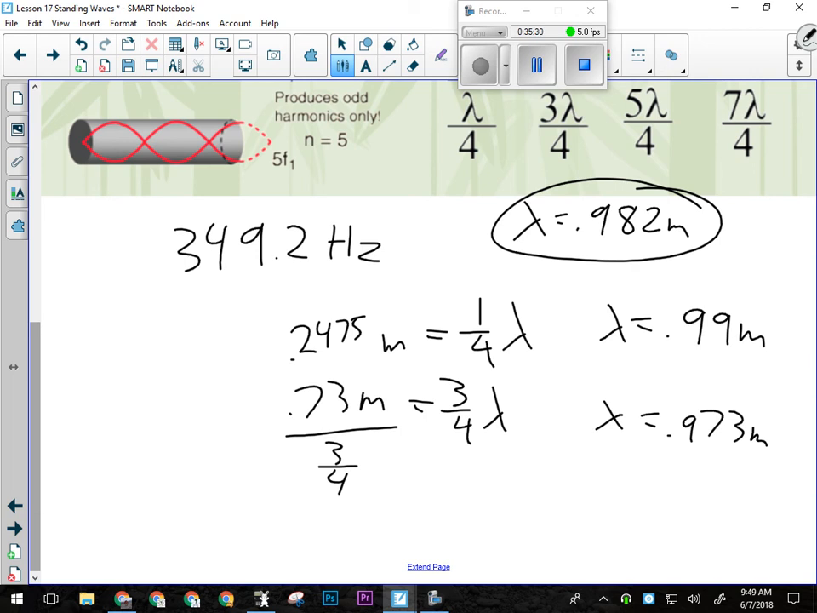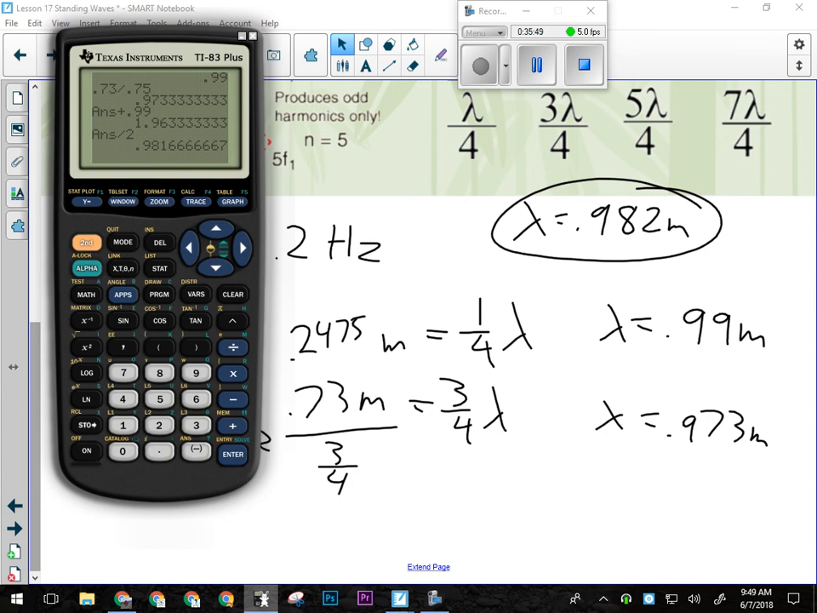Okay, we know the frequency of the sound because it was on the tuning fork. Okay, 349.2. Can I calculate the speed of sound? All right, so I just go v equals f times lambda. I take my 349.2 and I multiply it by 0.982 meters. Okay, and that'll give me the speed of sound in here. So 349.2. All right, that's just about right on.